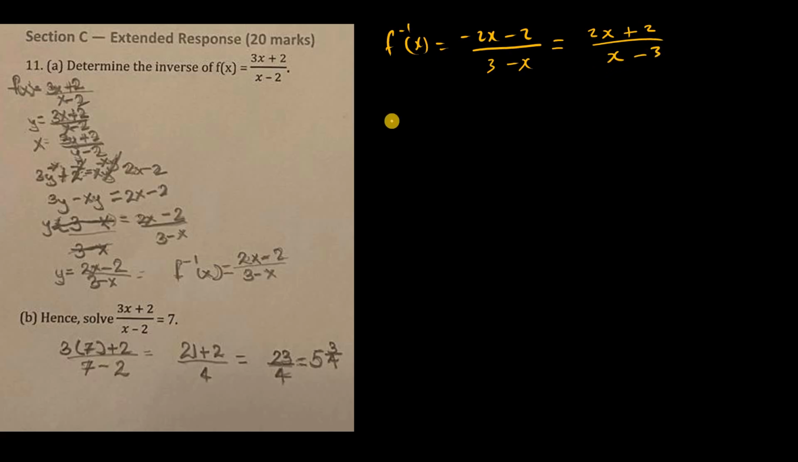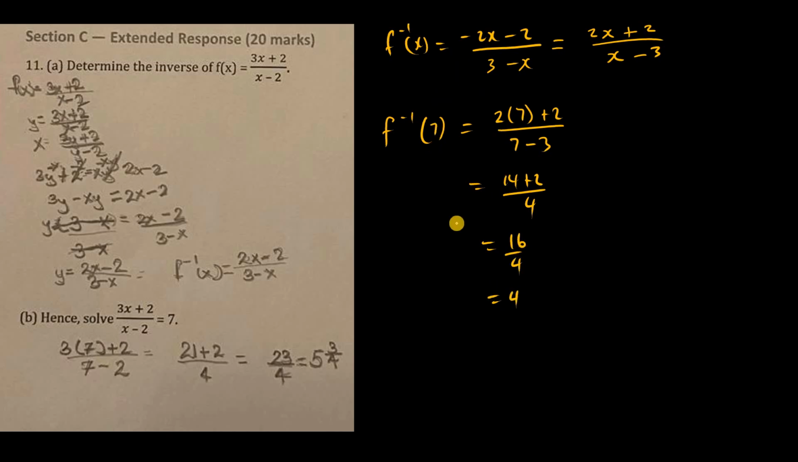Okay, so what I'm going to do now, I'm going to put 7 into this. 7 is an output, so put it in the inverse in order for us to get the input. So I'm going to use this one. It'll be 2 times that 7 plus 2 over 7 minus 3, which is 14 plus 2 over 7 minus 3 is 4. That's 16 over 4, which is 4. So the input value is actually 4.